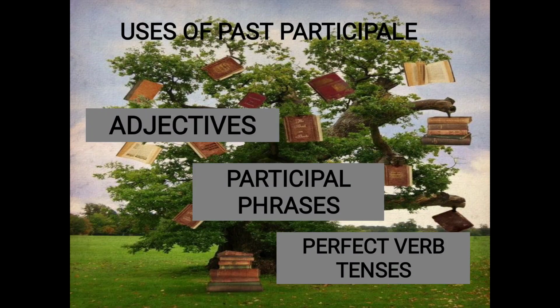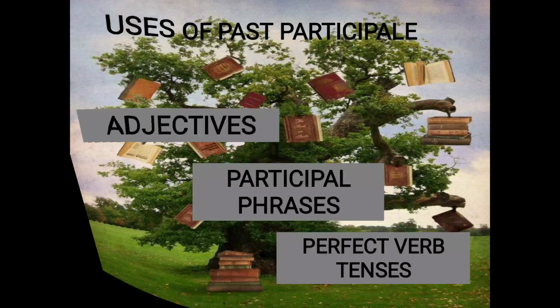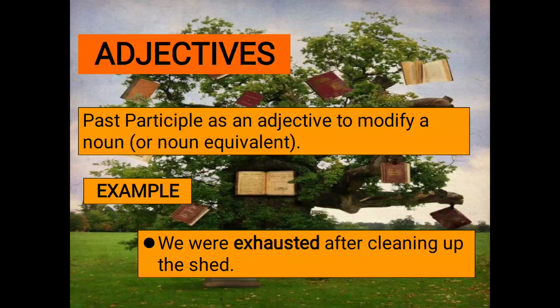Now uses of past participle, which are three: adjectives, participle phrases, and perfect verb tenses. Adjectives in past participle. Past participle as an adjective to modify a noun or noun equivalent. For example, we were exhausted after cleaning up the shed. Exhausted is past participle.